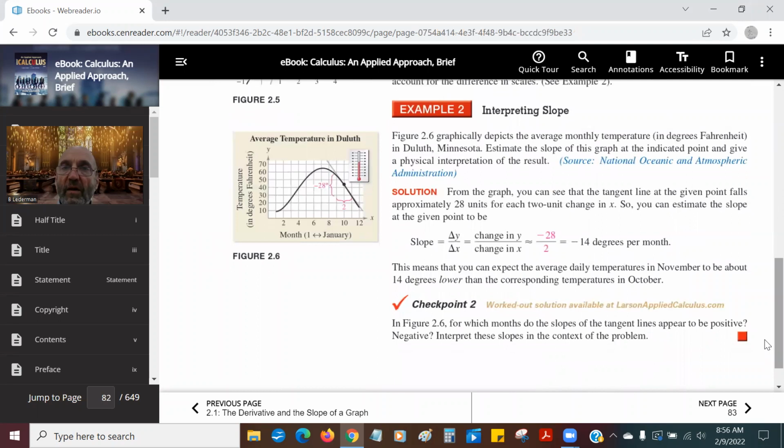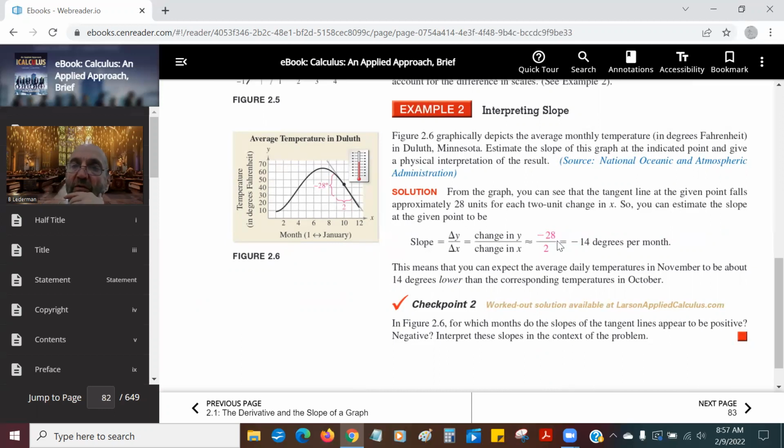So in figure 2.6, this depicts the average monthly temperature in Fahrenheit in Duluth, Minnesota, which I have to tell you, I've been in Minnesota. It is cold in the winter. Estimate the slope of this graph at the indicated point and give a physical interpretation of the result. Well, from the graph, you could see that the given point falls approximately 28 units for each 2-unit change. Again, you're kind of eyeballing it here.